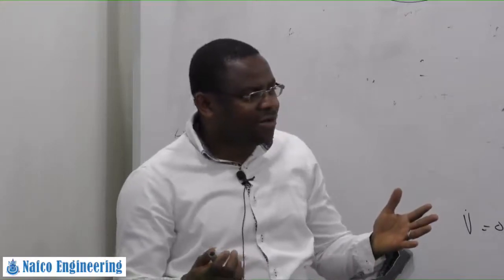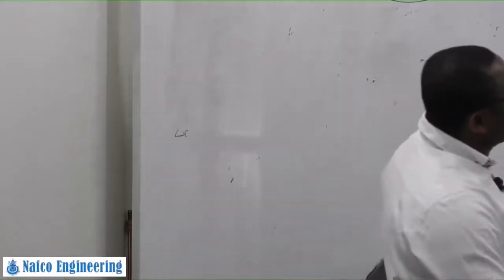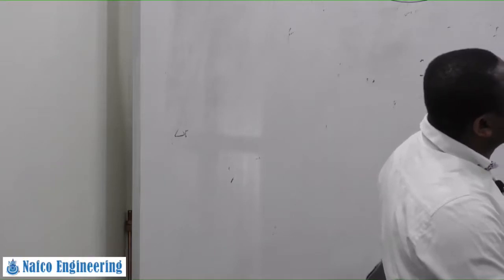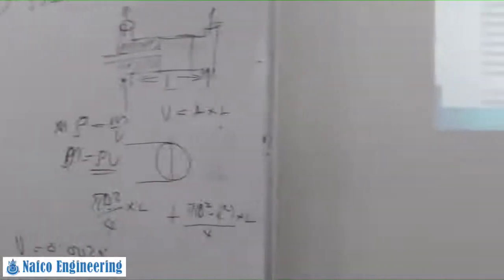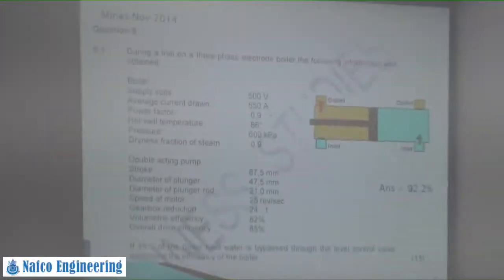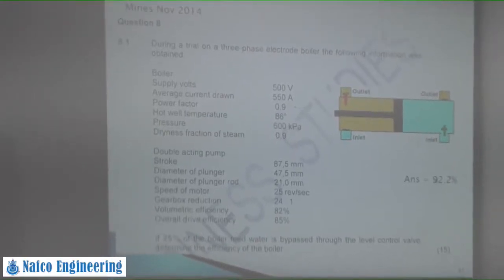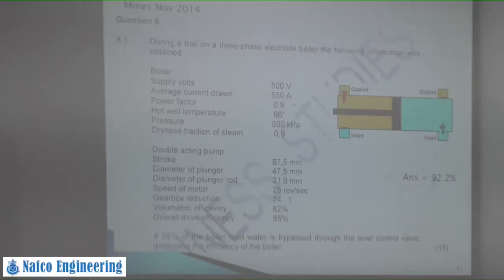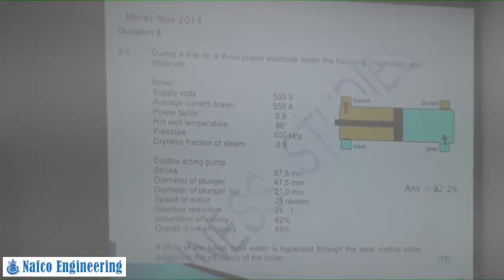Any questions? When did I get that 85? HF at 85, it's not given. It should be 86 degrees, the hot well temperature. It should be 86 degrees, because it's given to you as 86 degrees, not 85. And then the HF for that is 360.